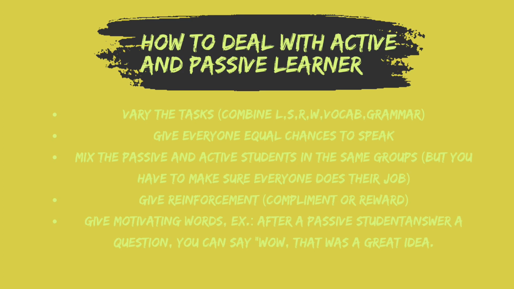The next is give reinforcement. It can be a compliment or a reward. For example, when the child succeeds in doing something, give him a compliment so he feels happy and not afraid to do the same thing. And the next is give motivating words. For example, after a passive student answers a question, we as a teacher can say, wow, that was a great idea, or wow, that's a good job, and etc.